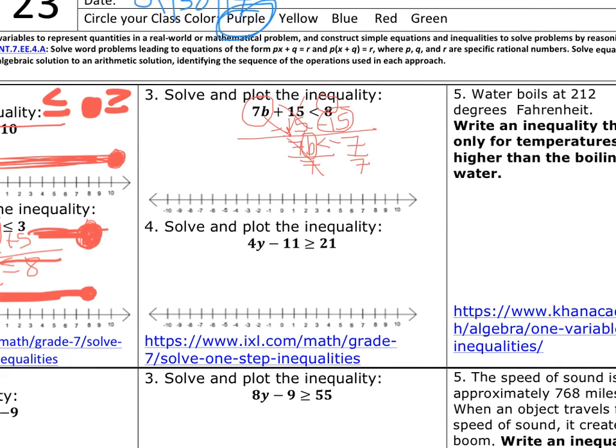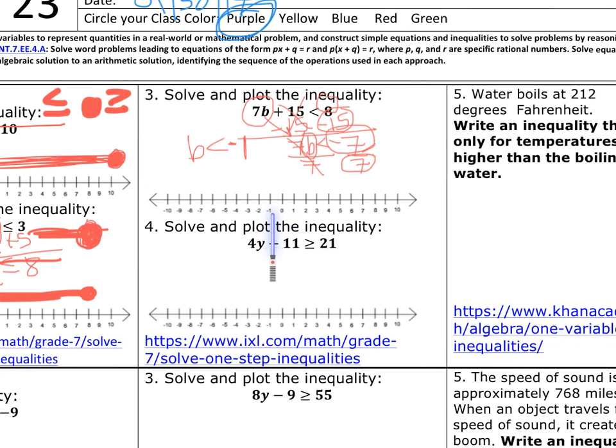7 divided by 7 is 1, but I'm just going to write b. Keep my inequality the same. A positive divided into a negative is a negative. 7 goes into 7 one time. So this is now saying b is less than negative 1. So just look at your chart. What numbers are less than negative 1?